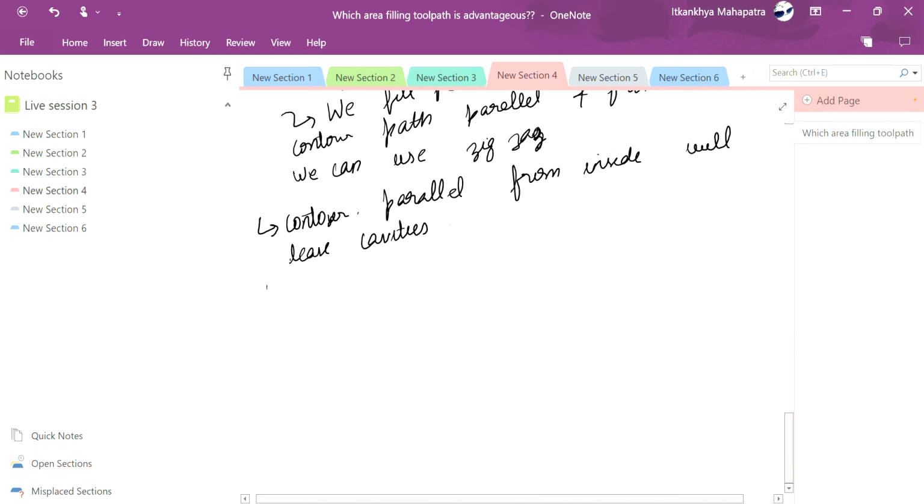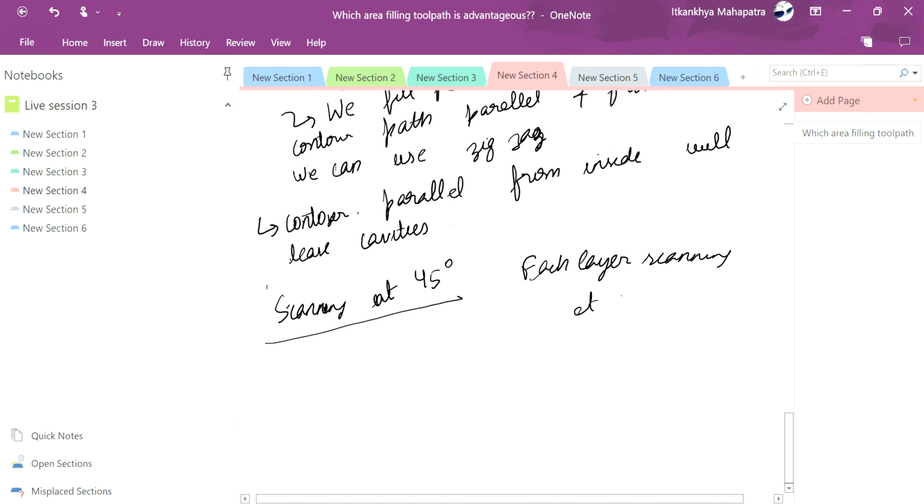Scanning at 45 degrees. If we make each layer's scanning different, like at 0, 45, 90, and so on, the final part will be homogeneous.